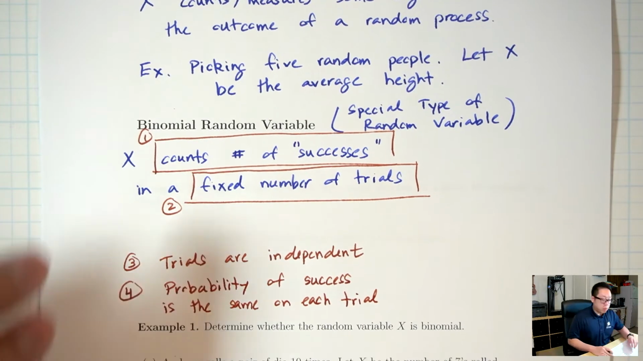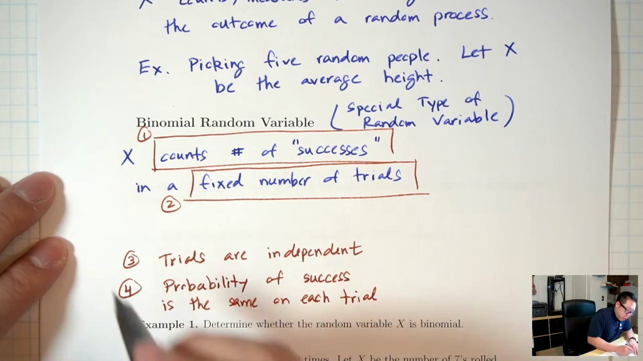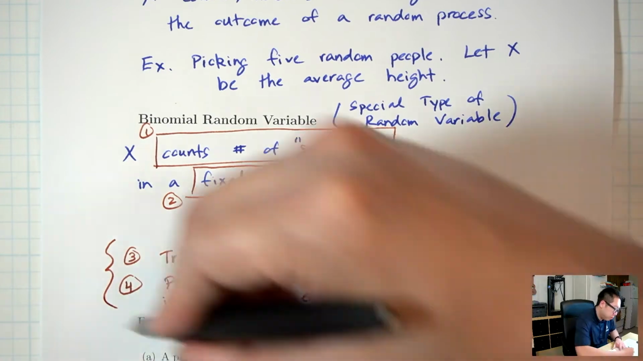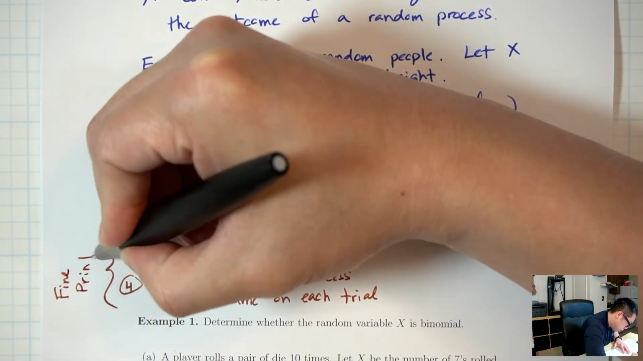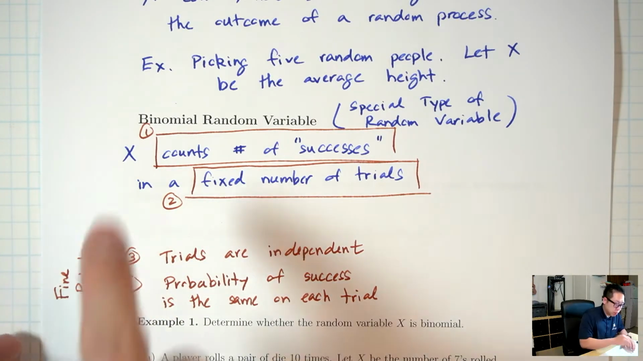Okay, so 1 and 2 are the 2 main requirements that are most important for us. 3 and 4 are also important, but I'm going to call these the fine print, because for the situations we're going to be talking about, 3 and 4 come almost for free. And we just have to check 1 and 2.